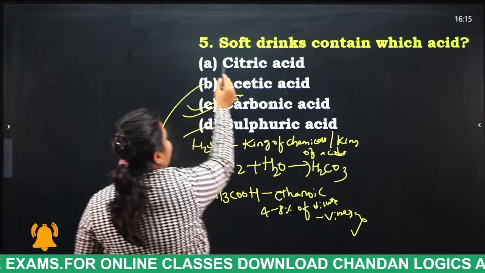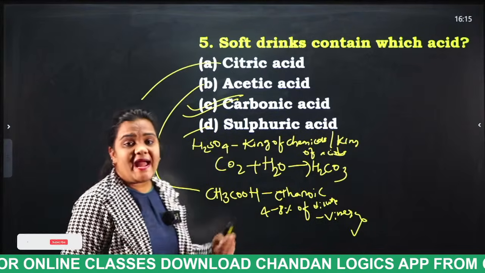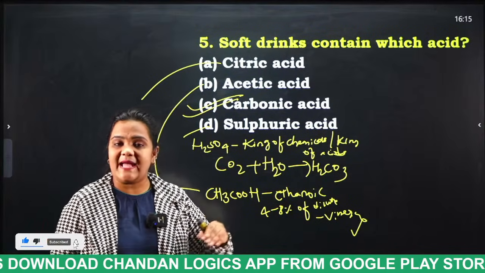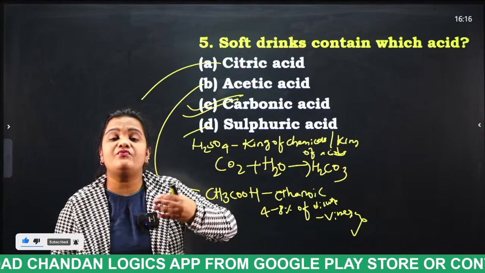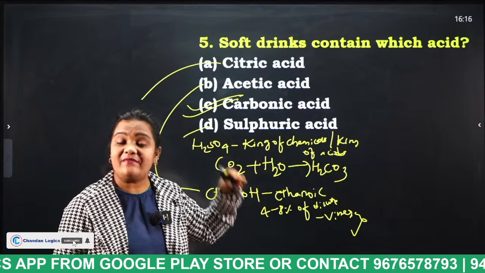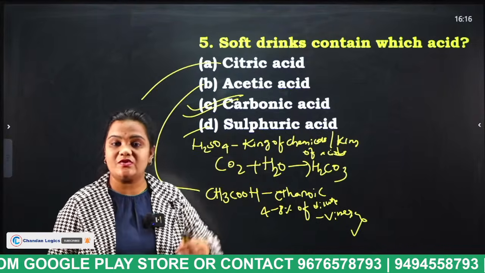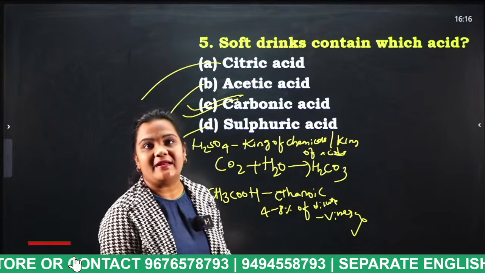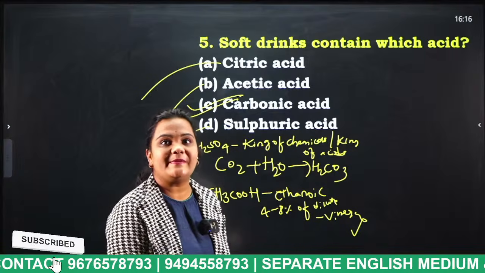Next, citric acid. This citric acid has a fruity taste. Okay, and what are the fruits which have this citric acid, students? Citrus fruits like lemon, orange, etc. Clear? Very good, students. Keep it up.